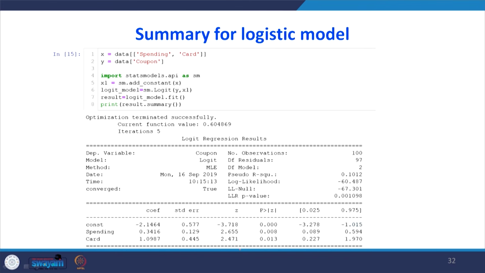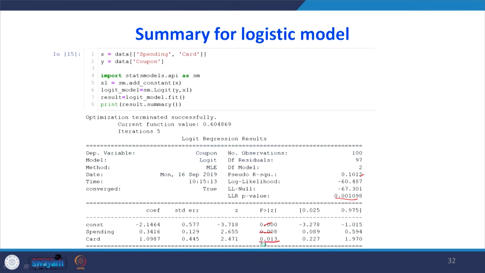First we will construct a logistic regression equation, with x data and y data. After fitting the model we got this: constant is minus 2.1464, the spending independent variable is 0.3416, and card is 1.089. When we look at the pseudo R square it is good, and the p value is also good, so the overall model is good. Even if you look at the Wald test, all the p values are less than 0.05, so this model is good. The point is how to set the threshold value.